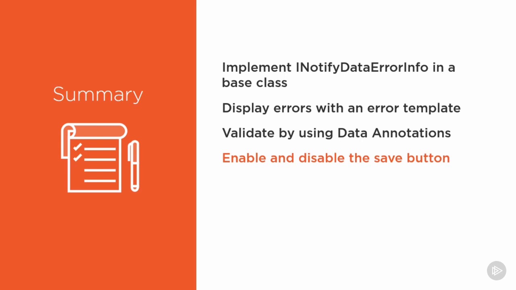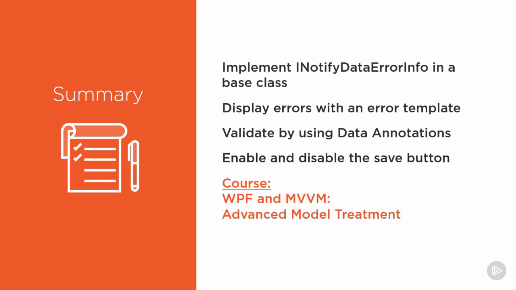Only if the friend is valid, the user can save it to the database. In this module, you have also learned how to create a basic model wrapper to set and get properties of the wrapped model. If you want to learn how to create a more advanced model wrapper, I recommend you to watch my course WPF and MVVM Advanced Model Treatment. In this course, you'll learn how to create a model wrapper that even tracks the changes to all the properties. This allows you to display changed fields in the UI with a different color and to display even the original value of a changed field in the tooltip.